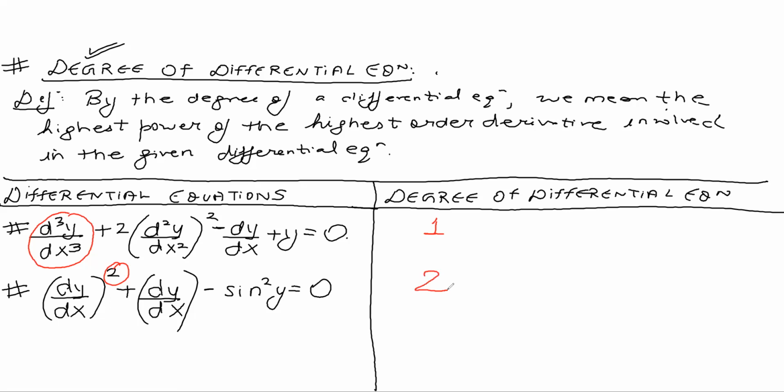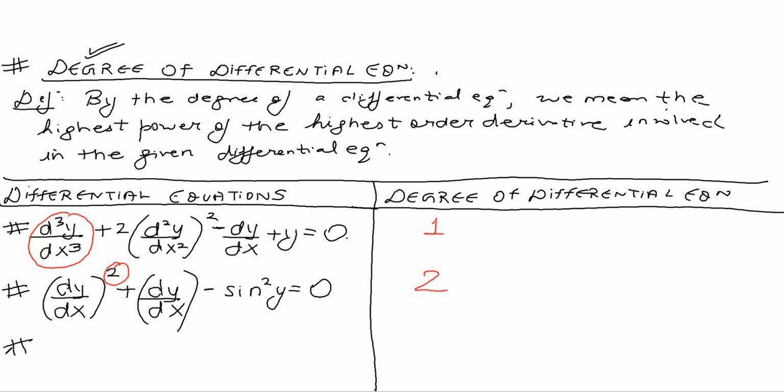Guys, it's very simple. To find the degree, you look at the highest order derivative and then look at its highest power. What is the highest order derivative in the second equation? dy by dx. What is its highest power? 2. So what is the degree? 2.